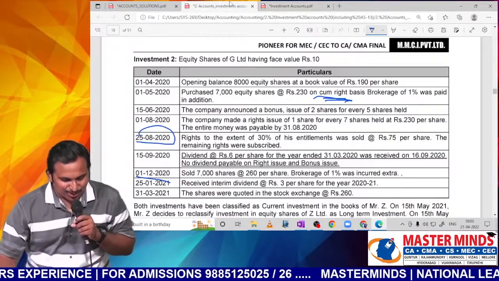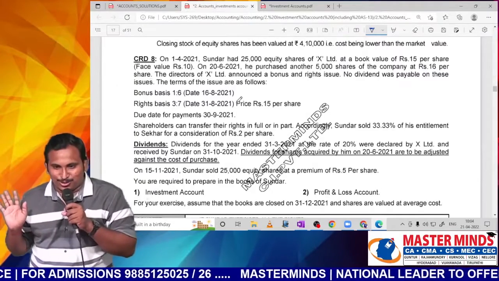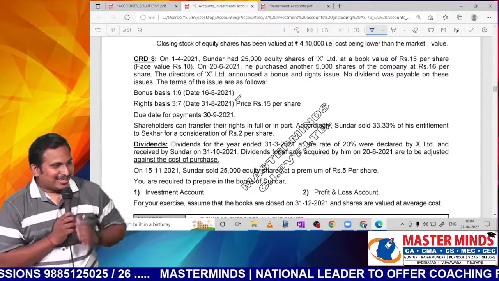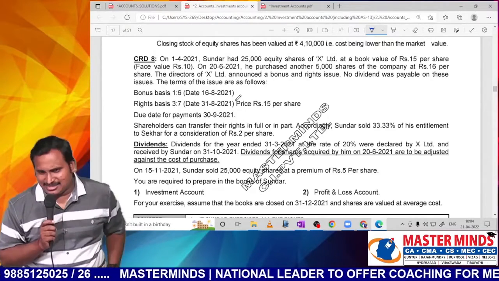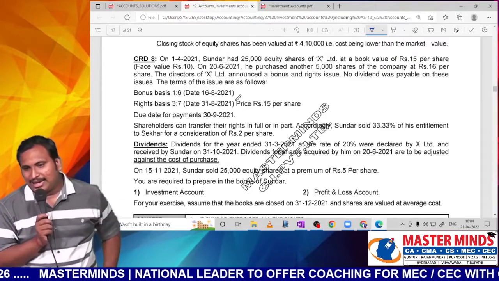Now let me show a question, sir. You will have full clarity. Sundar question. Let us proceed. Company name is Sundar. Let us move to the question, sir. Question number 8. Repeatedly asked, sir. Similar model, I don't say the same question. Repeatedly asked in the examination.